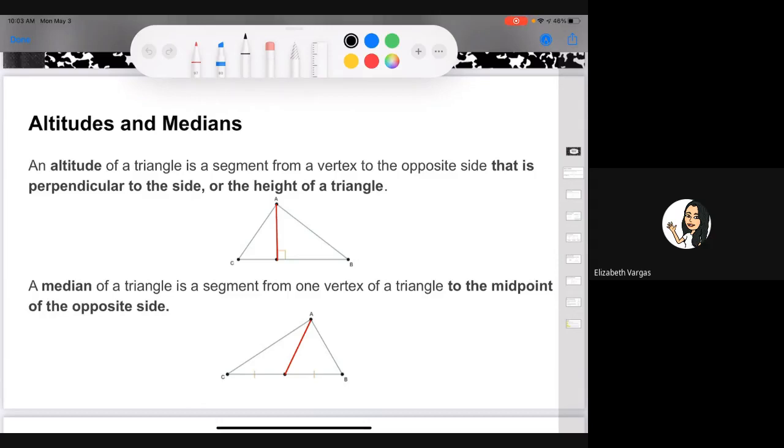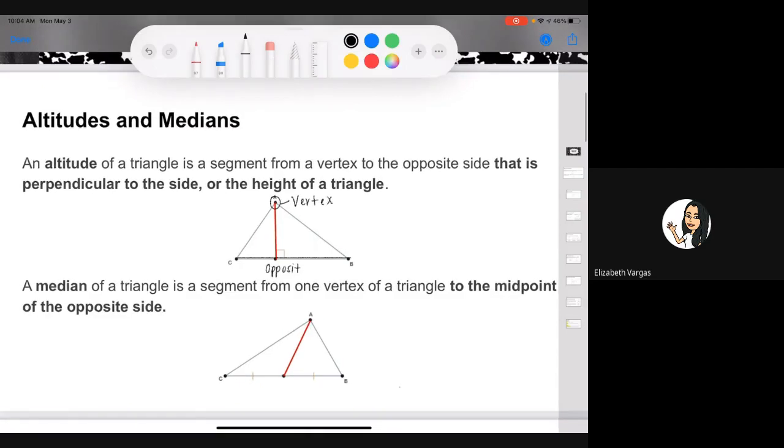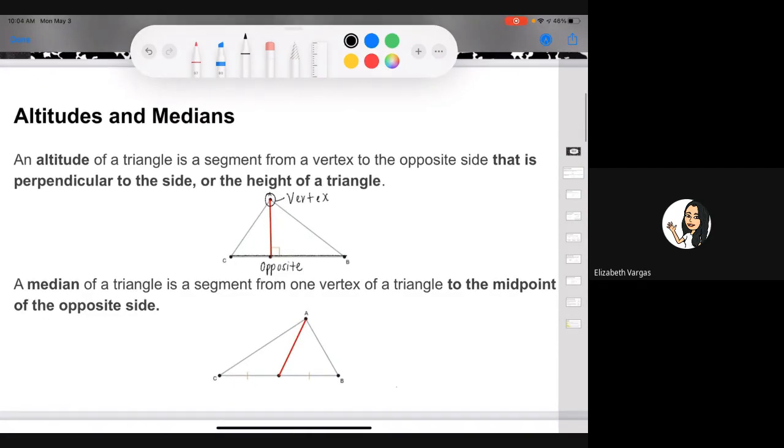So basically, the altitude connects to this vertex. So this would be our vertex, and this would be the opposite side. And so the altitude will connect to both of them, and it does so perpendicularly, so at a 90-degree angle. So that is the altitude.